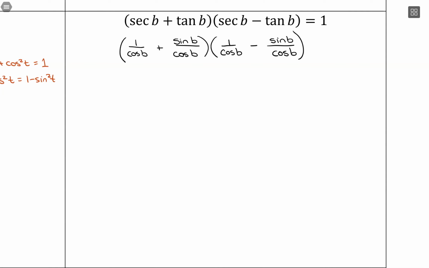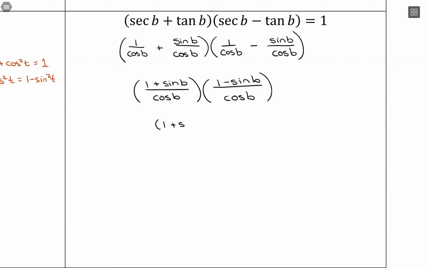Now what we have here are common denominators within those parentheses, so we can just combine these. We can add them together, so 1 plus sine of b all over cosine, times 1 minus sine all over cosine. And now we can multiply these together. So multiplying the numerators, we'll have 1 plus sine of b times 1 minus sine of b, all over cosine times cosine, so cosine squared.